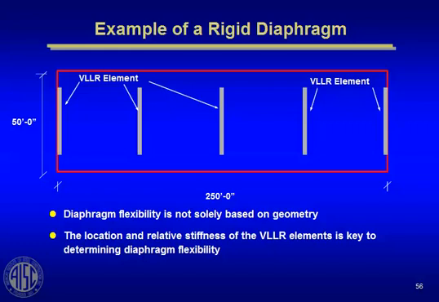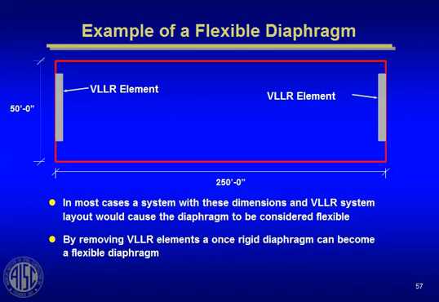Here's another one. If you use the same metal deck and the same building geometry, but instead of 5 lateral load resisting elements, we only had 2, now the deck diaphragm is spanning 250 feet for the same 50-foot width. Clearly, the spacing of the vertical elements is a function of whether a diaphragm is rigid or flexible, not just the material. So keep that in mind when you're thinking about how to model a diaphragm.